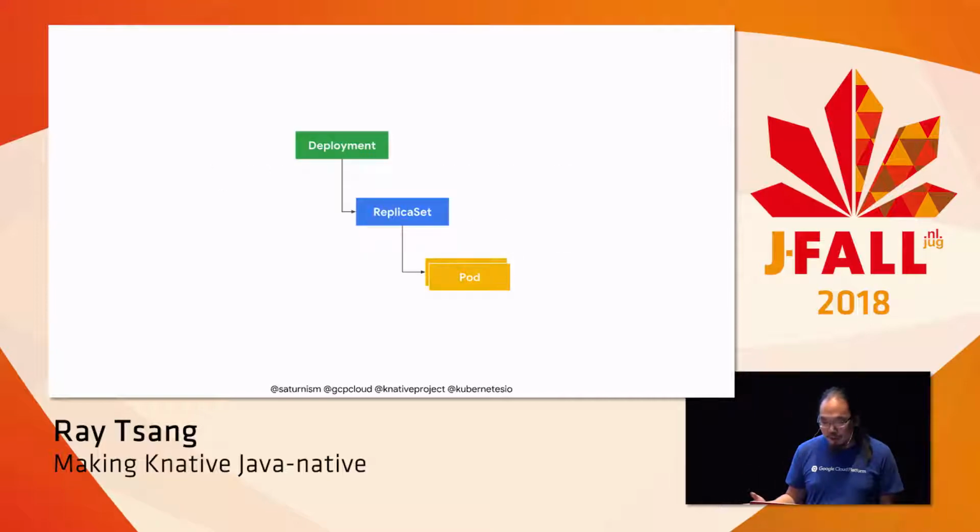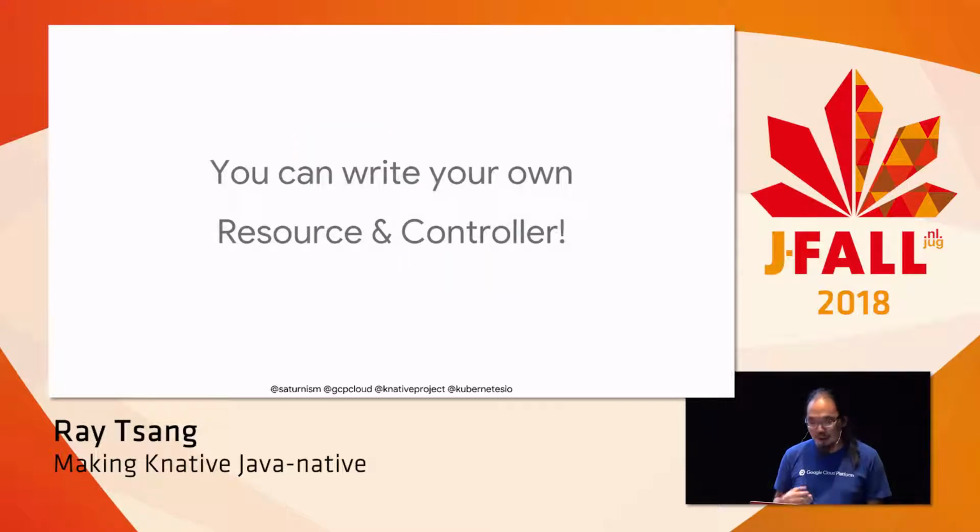So in addition to deployment and stateful set and a few other things that Kubernetes gives you, you can write your own resource. You can define what these resources are. And then you can hook into your own controllers to make things happen and make that into reality.